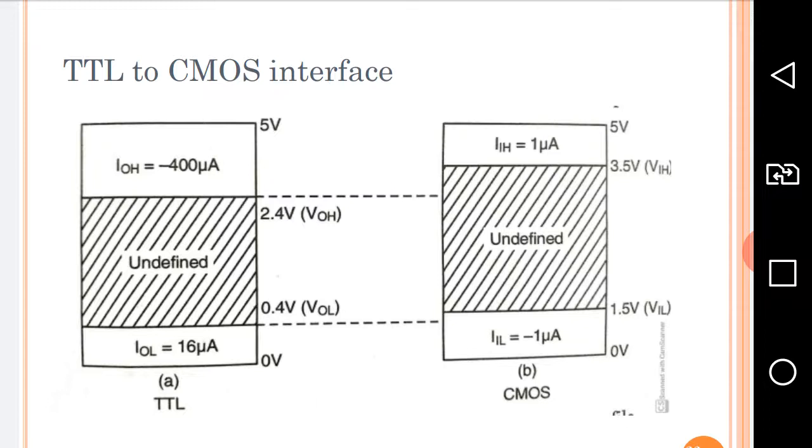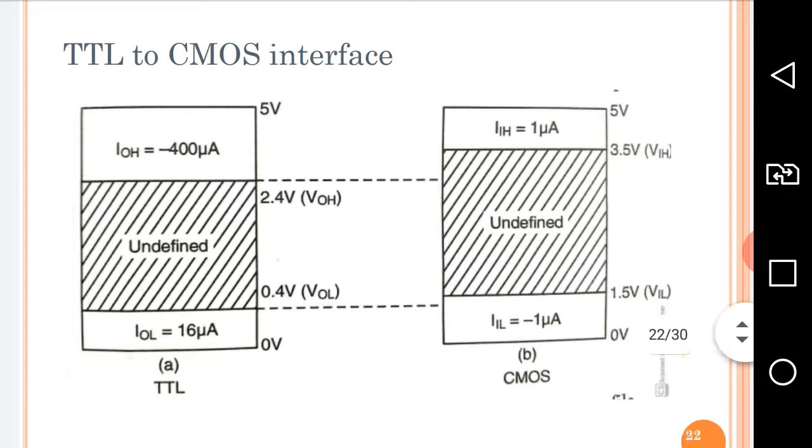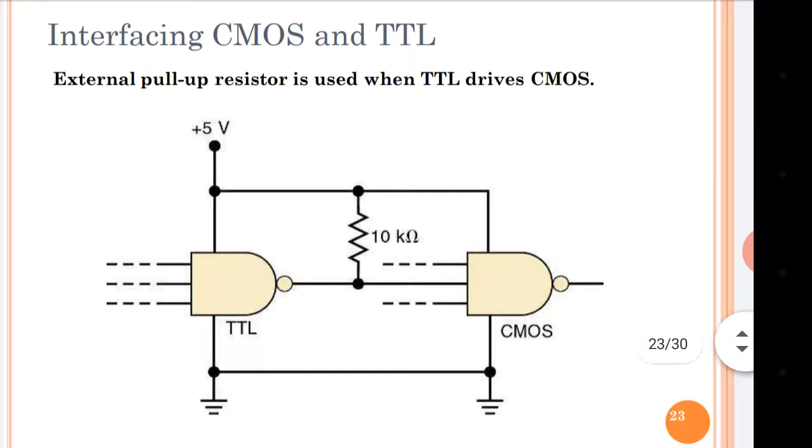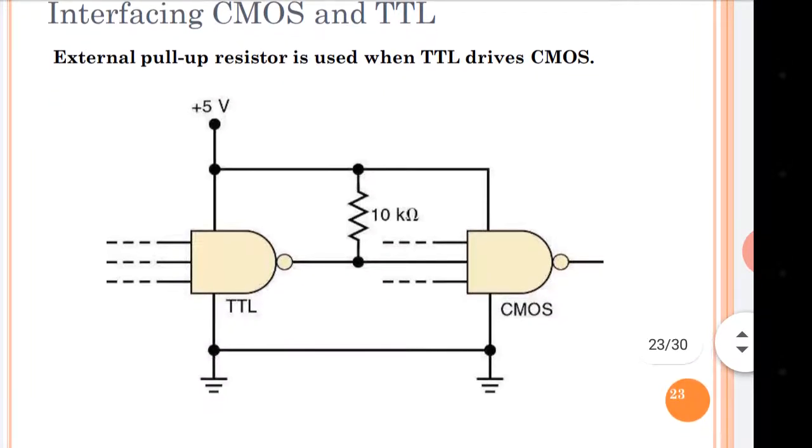So, whenever TTL drives the CMOS, there is only a problem with the high level output voltage. Our aim is to make the output voltage of the TTL above 3.5 volts, so that it will not go into the undefined range for the CMOS. For this purpose, a simple method is used: an external pull-up resistor. Observe this diagram. An external pull-up resistor can be used whenever TTL drives the CMOS.